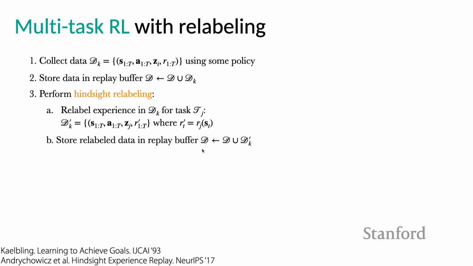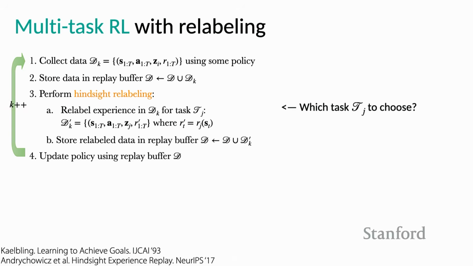The slides have this for a single combined replay buffer. You could also do this with different replay buffers for each task. Then you'll update your policy with the replay buffer and repeat this process. In terms of which tasks to choose, you can choose this randomly, or tasks that get high rewards. The note here is that you can also do it for trajectories that get high rewards, not just transitions that get high rewards, because if there's a high reward somewhere in the trajectory, then other parts of the trajectory might have done something good as well.